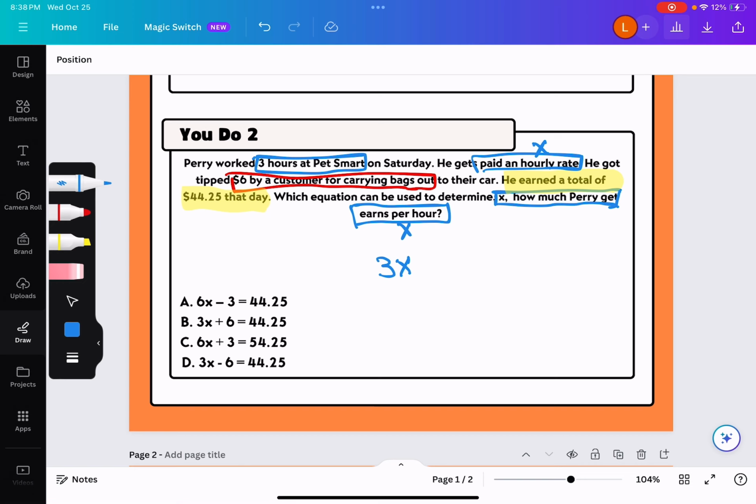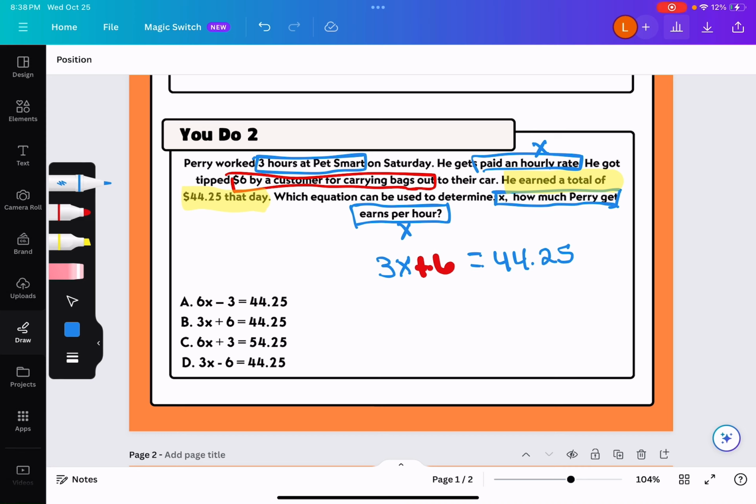It says he got tipped by $6 by a customer. He got tipped. Is that a plus or a minus? That's correct. Plus 6. And so then your total would be $54.25. So did you get that correct?